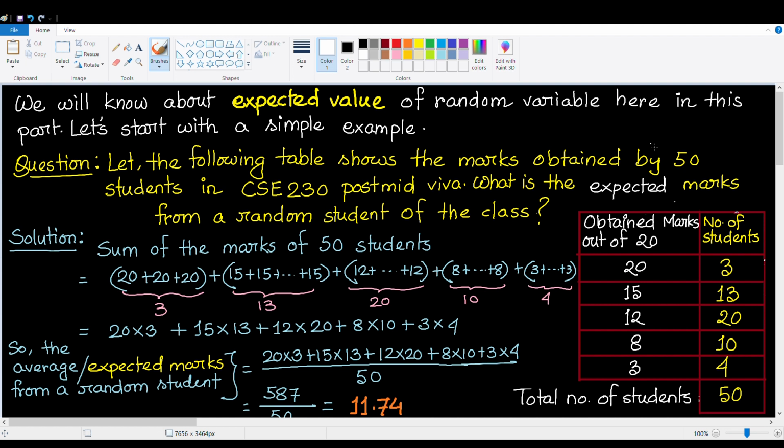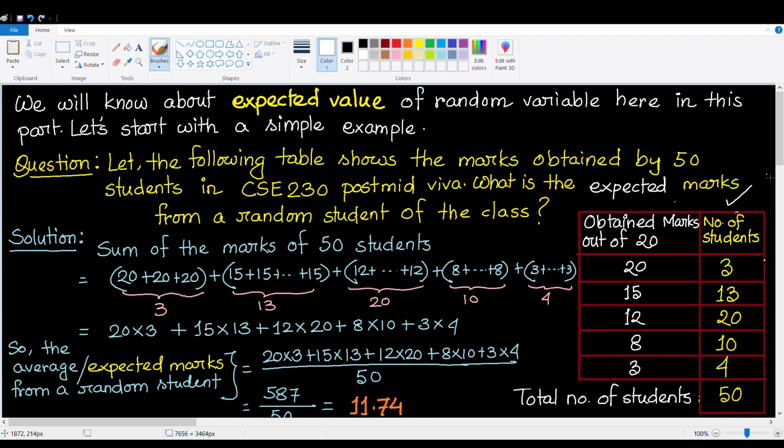Like always, let's start with a simple example. The question: let the following table show the marks obtained by 50 students in CSE230 post-mid viva. So this is the table showing the marks of 50 students. What is the expected mark of a random student of the class?